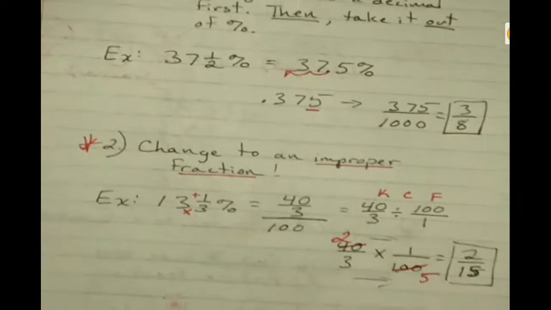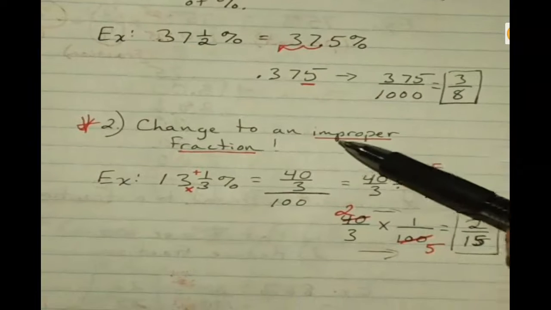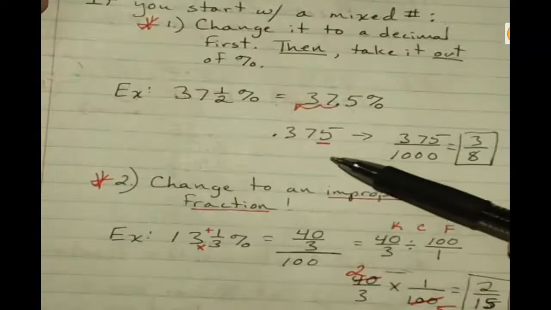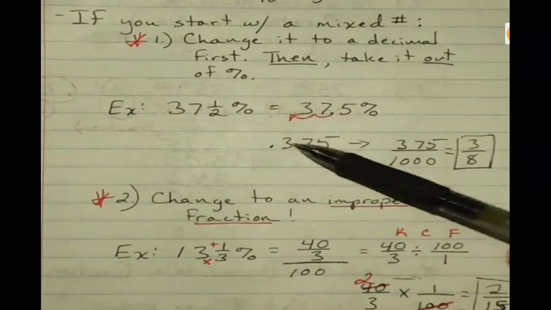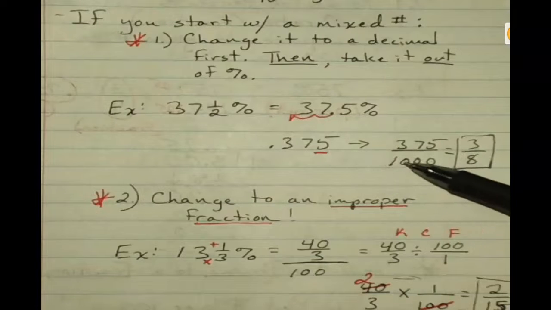Okay, y'all just staring at it. All right, change to an improper fraction. Okay, so first you can change this to a decimal, like this. What place is the 5? Oh yeah, it's 1,000. There you go.